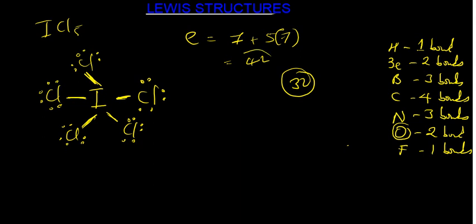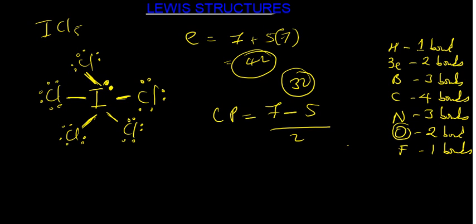So we see that we've only used up 40. What are the other two, and where are they going to go? Those other two will be a lone pair on iodine. Let's calculate the lone pair on iodine. The group number is 7, minus how many electrons are shared. It has shared with 5 things, so 5 electrons have been shared, and then we divide by 2. 7 minus 5 is 2, and 2 over 2 is 1. So iodine in this case has 1 lone pair. Those 2 electrons which remain will be a lone pair there.